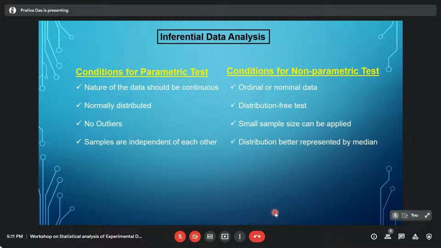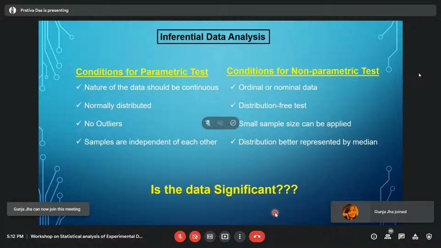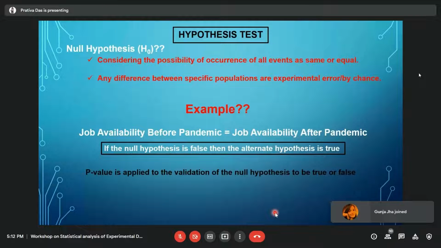Everything here we want to do, why? Because we want to test whether the data is significant or not, whether the data is actually resulting in some advancement in science or not. Before that, we should have a basic hypothesis. The most basic hypothesis in your statistical analysis is the null hypothesis. The null hypothesis says that the possibility of occurrence of all the events is the same or equal. So the null hypothesis considers everything as the same or equal.